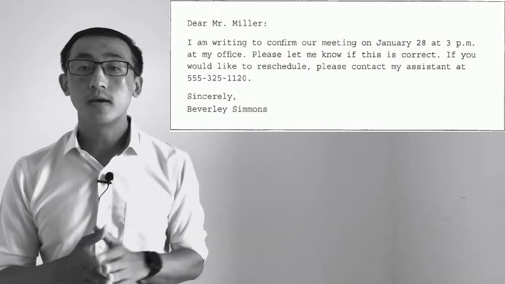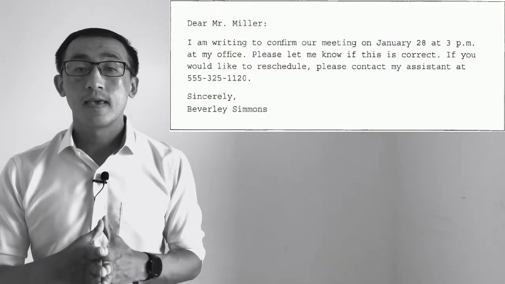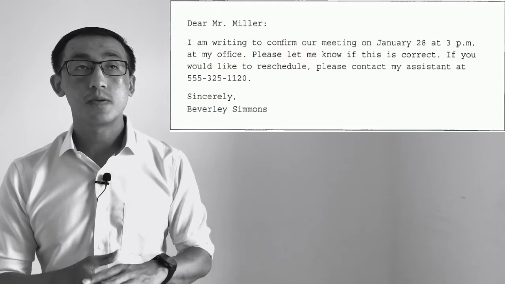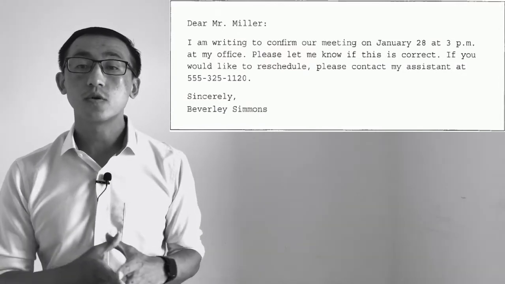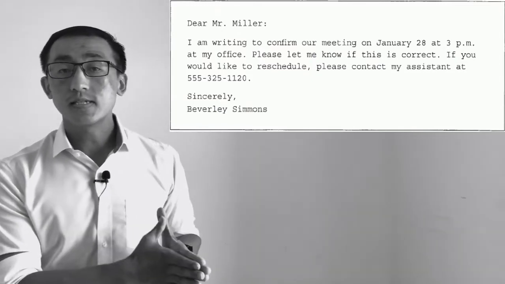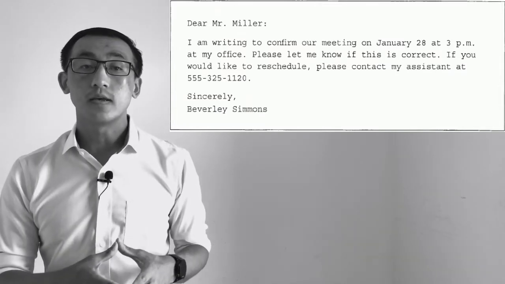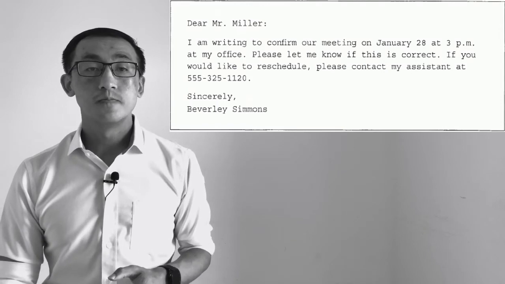And in the body, information and important details. And the final paragraph may describe what action the recipient needs to take. And the signature indicates who the correspondence is from. For instance, this is a typical letter written to Mr. Miller about a meeting. So it is about a meeting and it's written by Simmons.